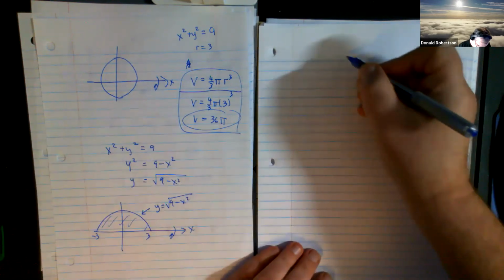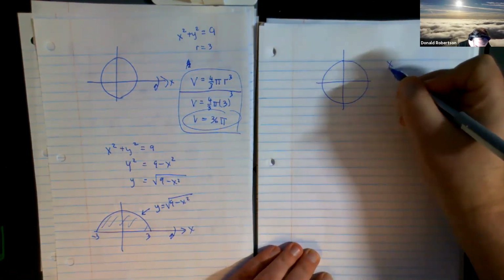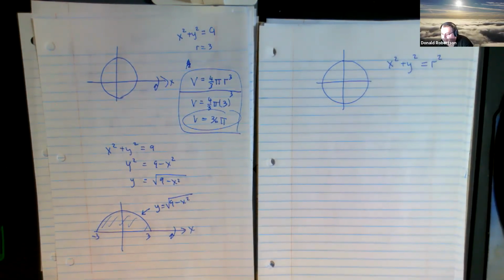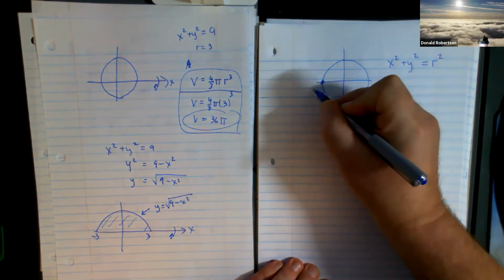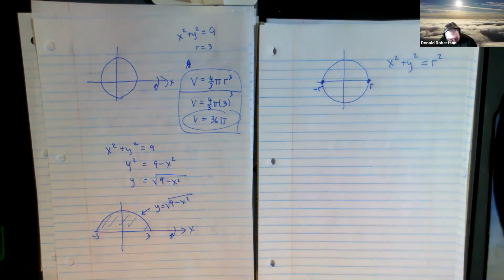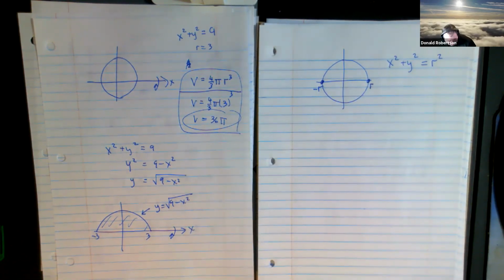I'm going to start with a circle. And the circle is x squared plus y squared equals r squared. Isn't that the general version of every circle in the universe whose radius is r? And won't this be negative 3 and that be plus 3? Sorry, negative r and plus r. It used to be negative 3 and plus 3 in the equation we've got. Would you agree?